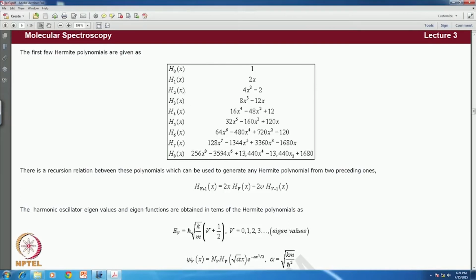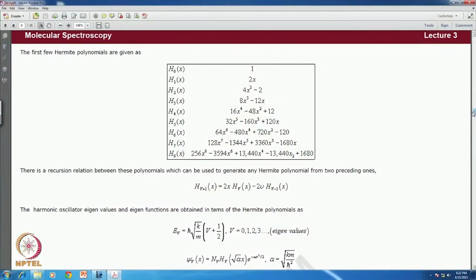Therefore, the Hermite polynomials also give us a series of functions which are odd or even depending on whether the quantum number associated with the harmonic oscillator problem is odd or even. This is something that we have to remember when we do some of the computations regarding probabilities and average values using harmonic oscillator eigenfunctions.